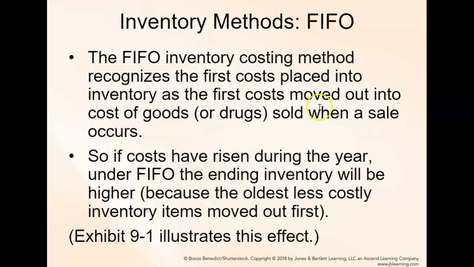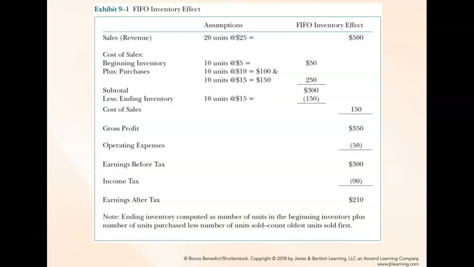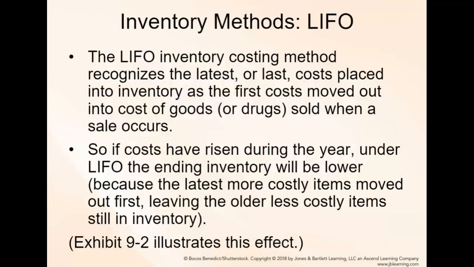Okay. So if costs have risen in the year, inventory will be higher. I was speaking from the medical perspective and the patient advocate perspective, but there are benefits to first in, first out with expenses. And so the chapter again does a good job at explaining that. Here's the FIFO inventory effect on page 84. Last in, first out, I discussed that a little bit. You can see Exhibit 9.2 in the book.